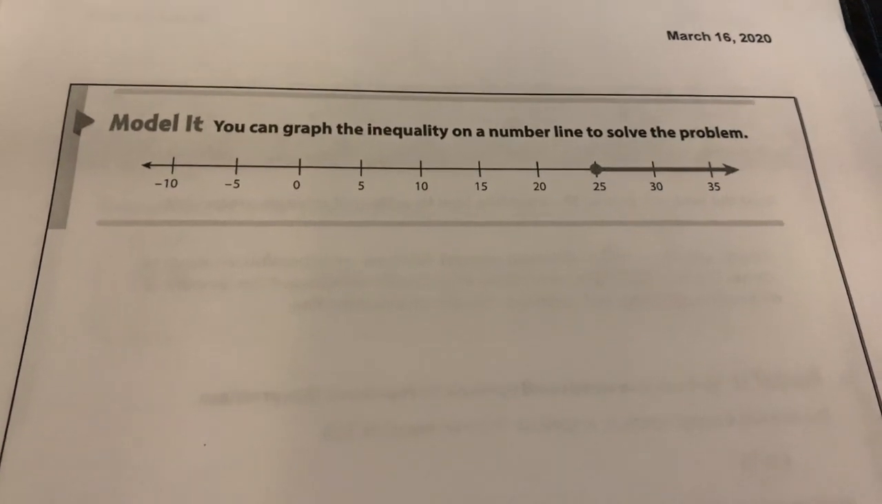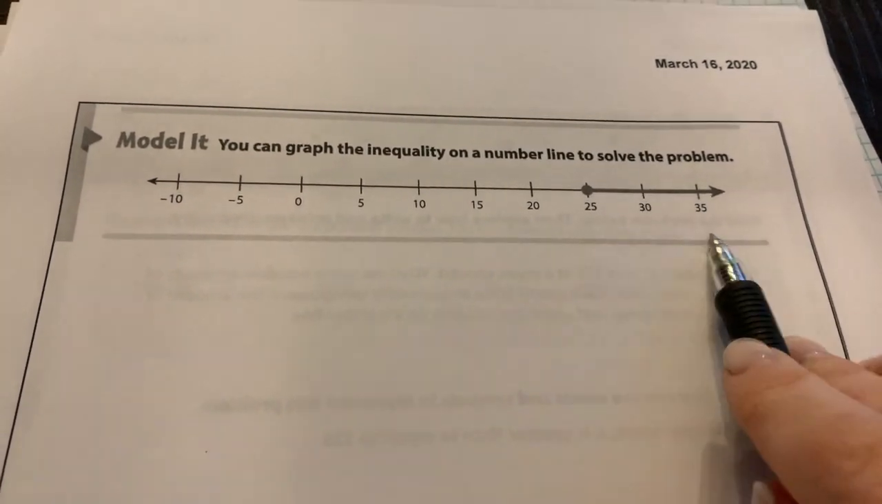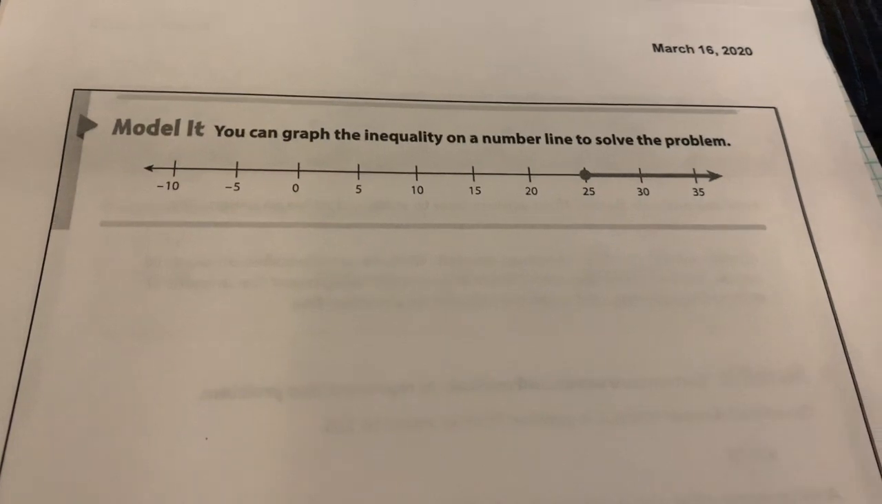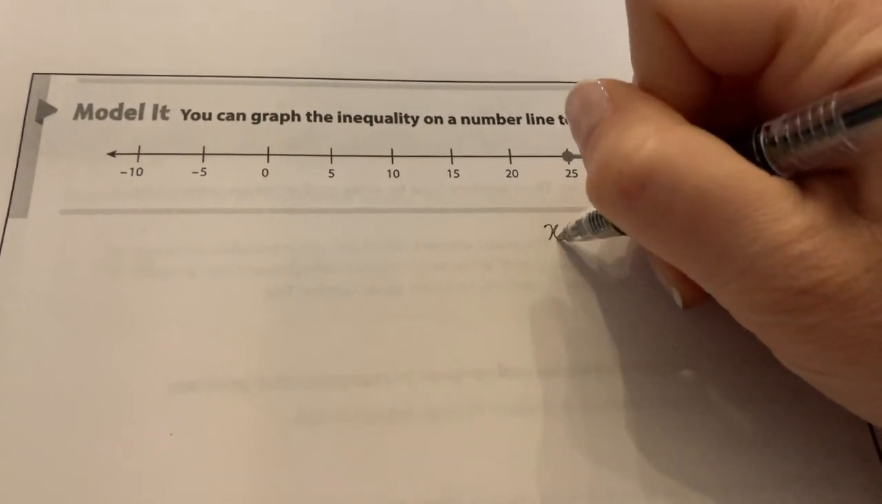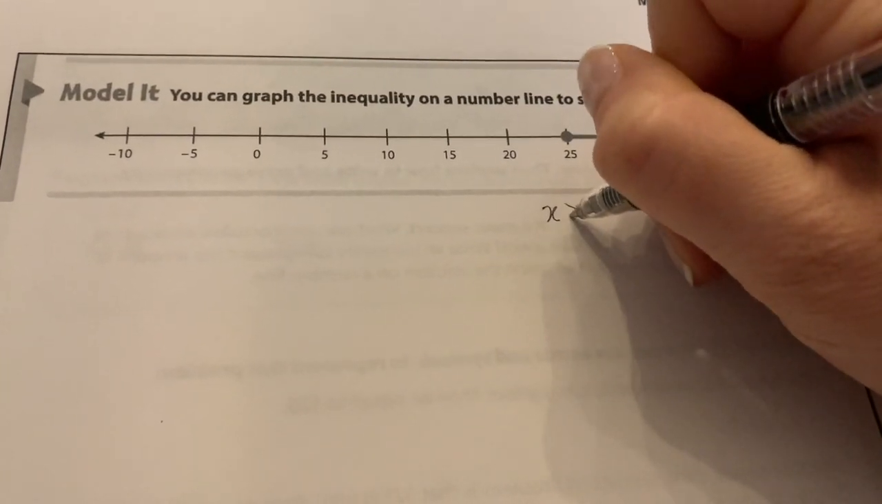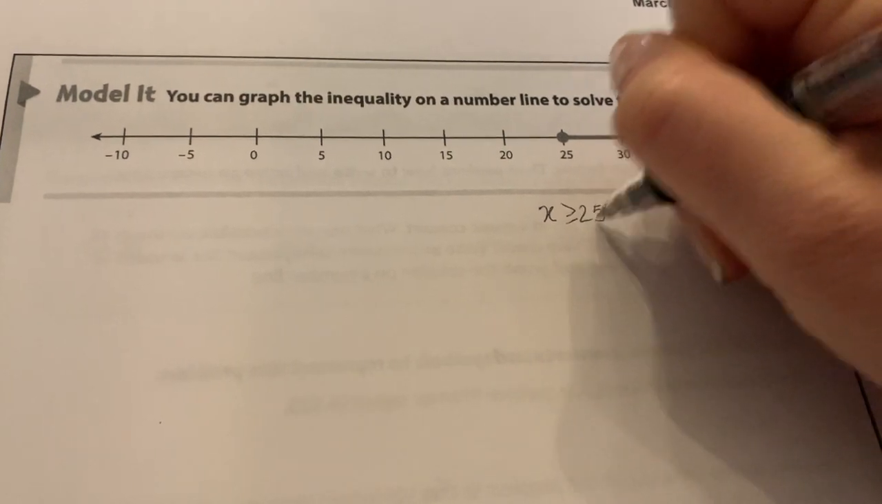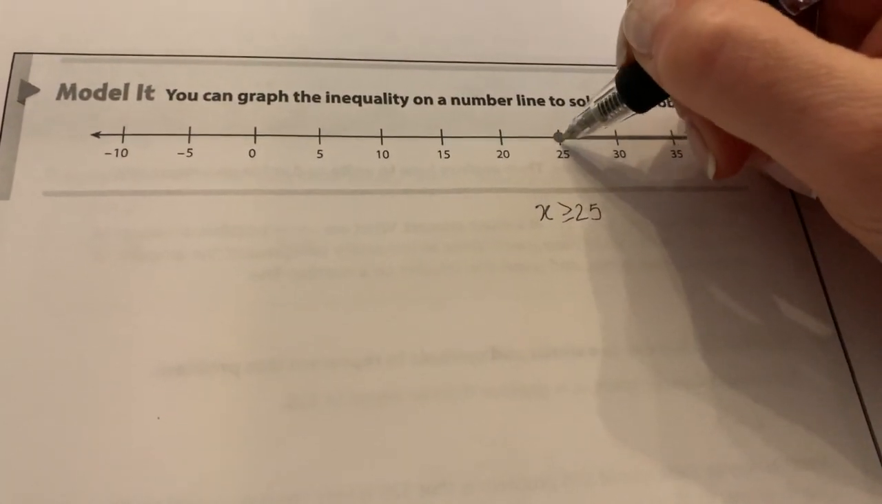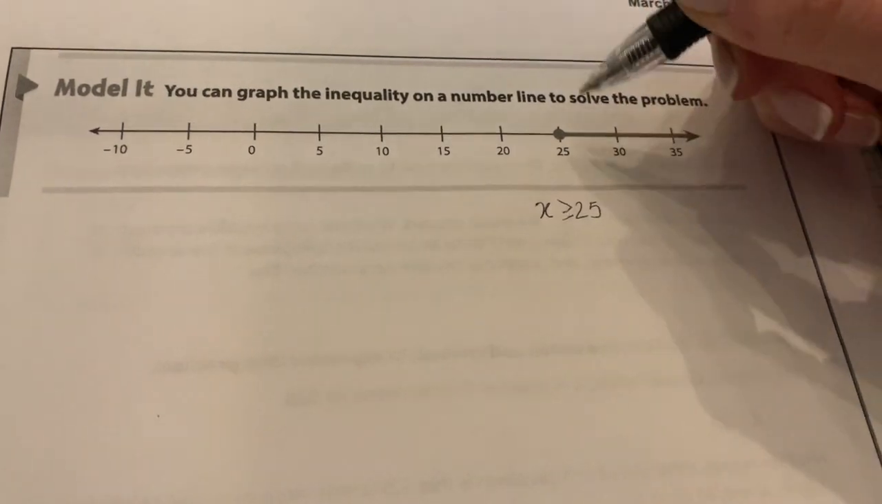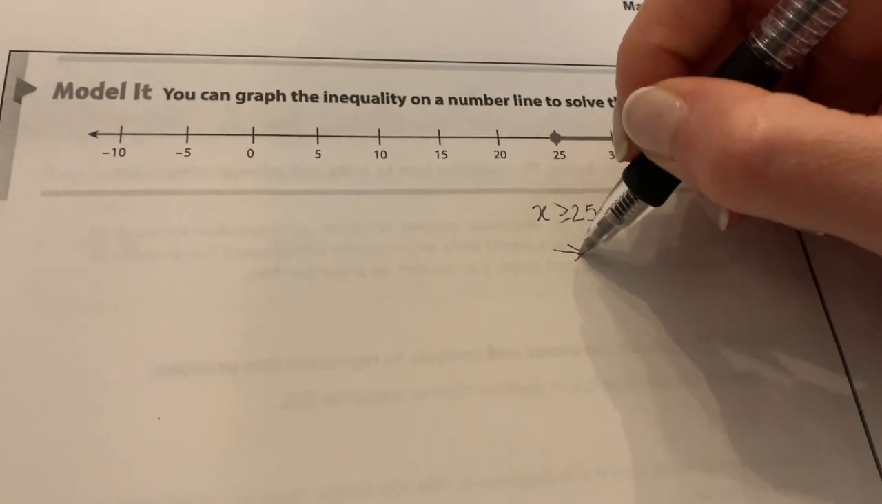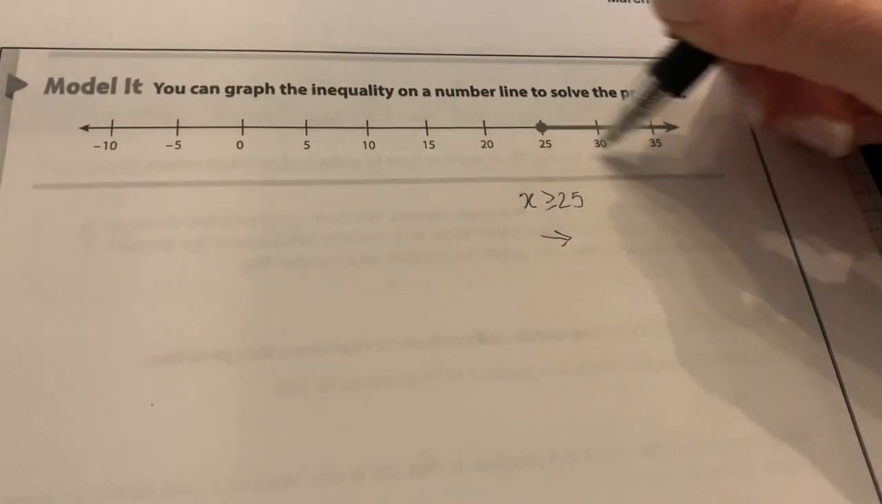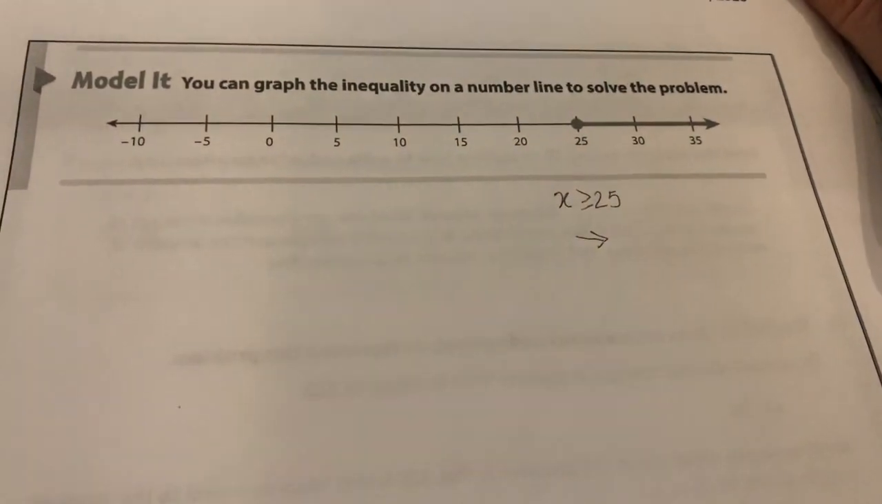Once you've figured out what your inequality is, you can graph it, and then that's another way to solve the problem. So if we said that Cooper was spending at least $25, we knew that x was greater than or equal to 25. So you go over here, make your closed circle because of the or equal to, and the greater than symbol means it's pointing to the right. These are all possible values of how much he spent at the concert.